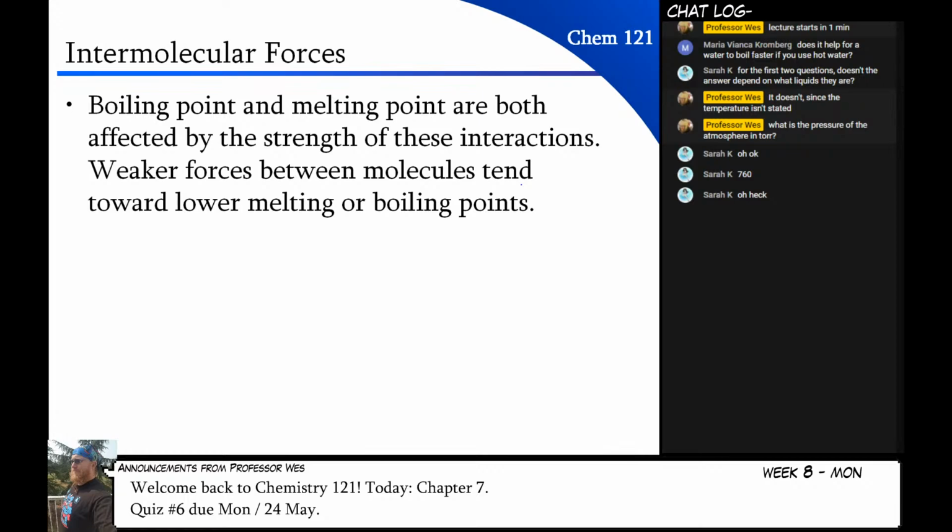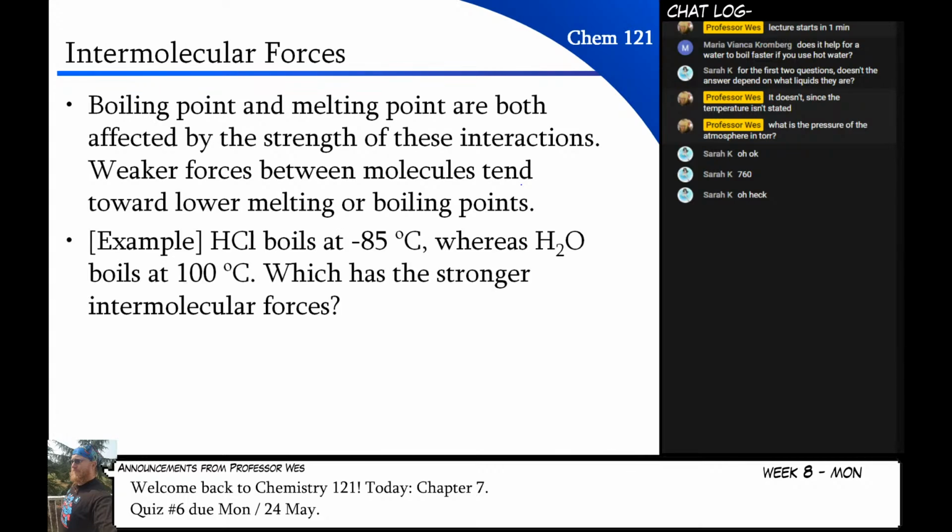Now, boiling point and melting point are both affected by intermolecular forces. As we discussed in the previous section, if the intermolecular forces between molecules are strong, the boiling point needs to be very high in order to overcome them. If the intermolecular forces are weak, then the boiling point can be rather low to overcome them.